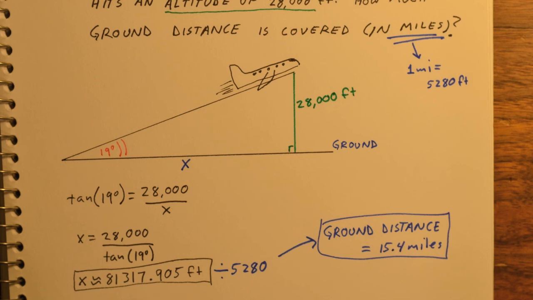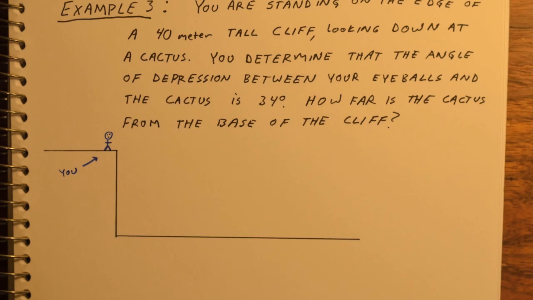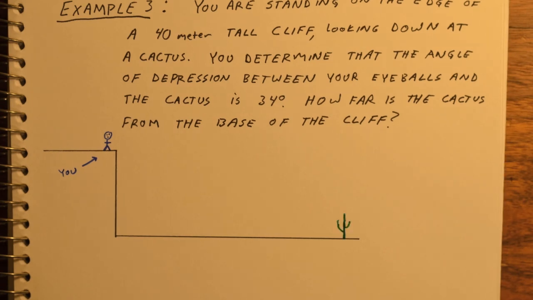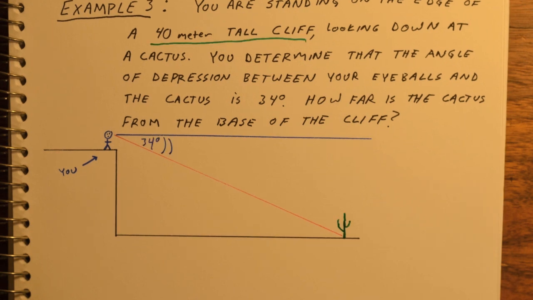Let's take a look at one more example. Let's say you are standing on the edge of a cliff, and it's a 40-meter tall cliff. You're looking down at a cactus. So you determine that the angle of depression between your eyeballs and the cactus is 34 degrees. How far is the cactus from the base of the cliff?